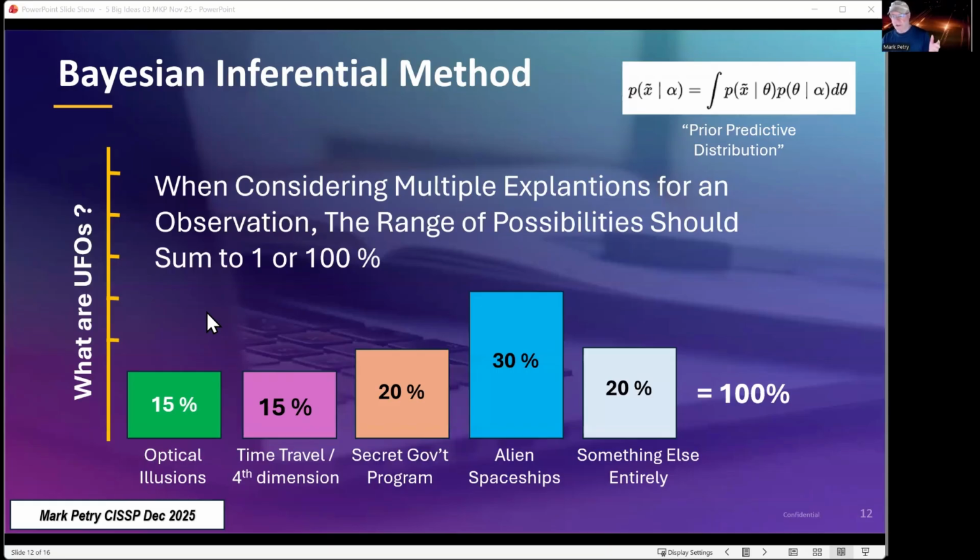So in the example presented here, what are UFOs? Are they optical illusions? Are they spaceships from another planet? Is it a secret government program? Is it something else entirely? The sum of all those possibilities as you evaluate them sums to 100%. Then, thanks to your OODA loop from the previous slide, when you take in new information, evaluate it, and assign it to one of these possibilities, that decrements the other ones accordingly. And that lets you home in on the most likely outcome. So that's the Bayesian inferential method.